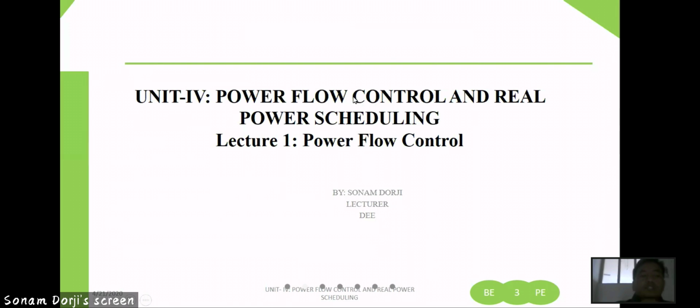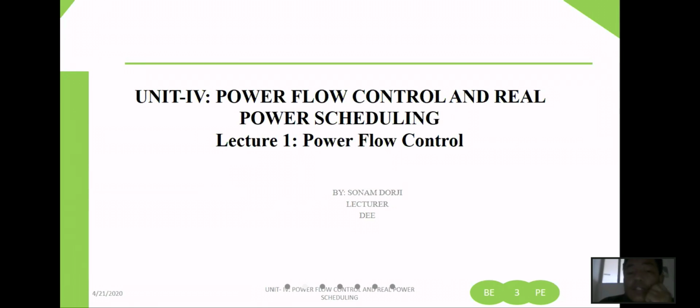So with the completion of the tap changing transformer, we have completed unit 3, voltage control and reactive power flow control. Now today we will start the next unit, that is unit 4. Unit 4 is the second last unit, and it is very interesting and also easy.